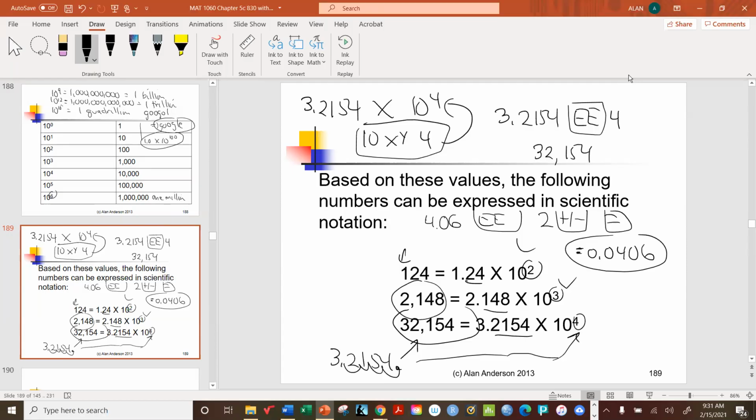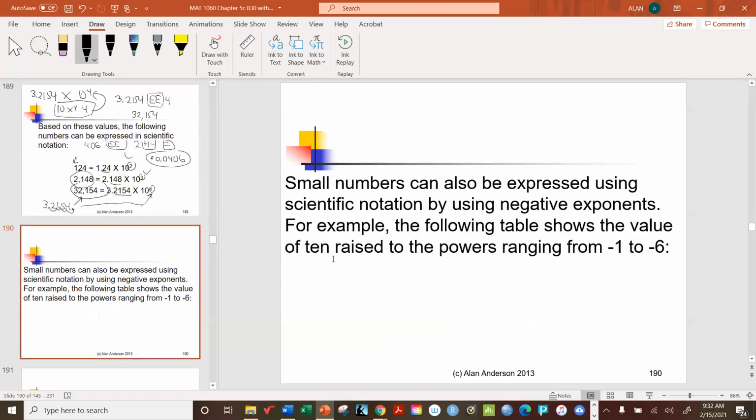All right, so, well, it looks like it's not going to be that difficult, doesn't it? And it's not really. You just have to get a little practice. Now, small numbers will require negative exponents, as you can probably guess. So let's take a look at these. Just a quick review.